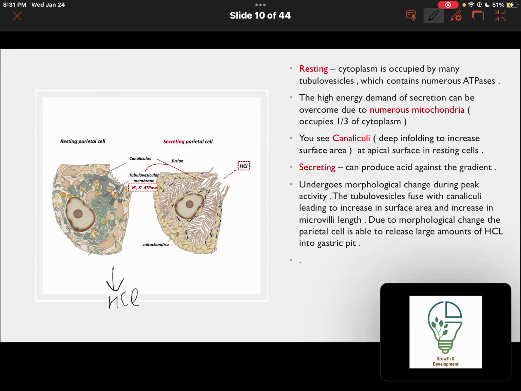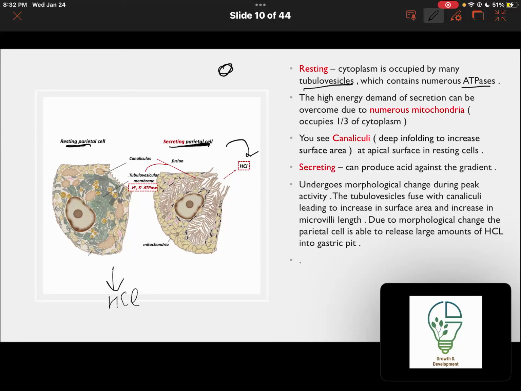So this is a resting parietal cell, which means it's not producing HCl, and this is a secreting parietal cell, which is producing HCl. So the resting cell has a cytoplasm that's occupied by tubular vesicles, which contain ATPases. ATPases are obviously something that works on ATP, and tubular vesicles are basically just storage. Okay, just remember that for now.